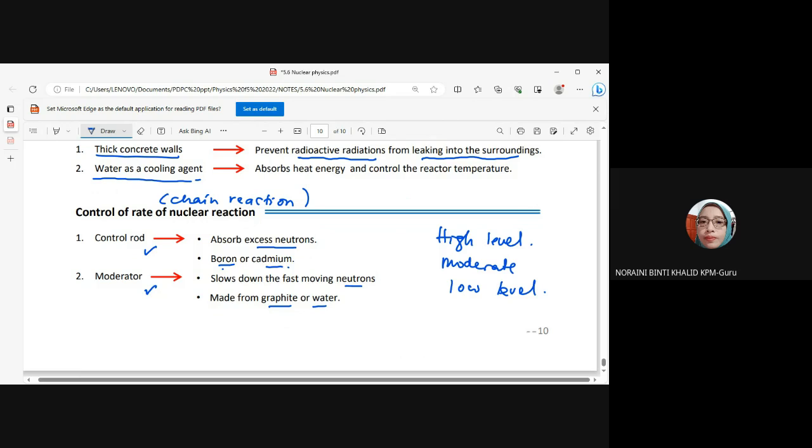Okay, saya dah habis satu bab nuclear energy. Ada soalan? Any question? Dah habis topik physics nuclear. Boleh faham tak? Okay. Okay, I think that's all.